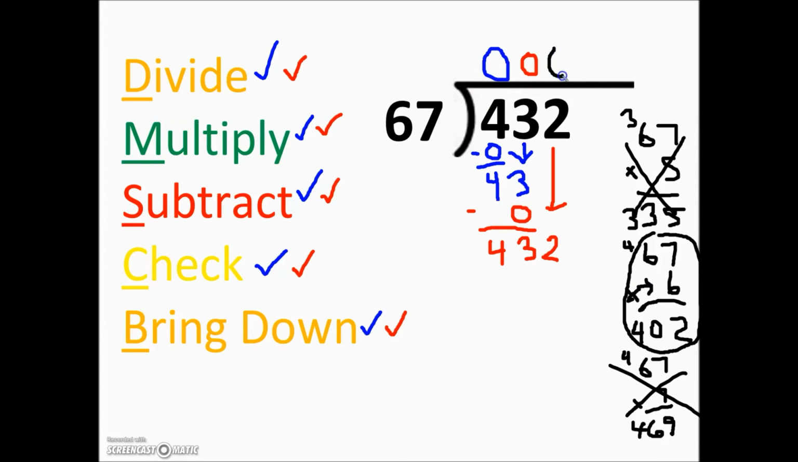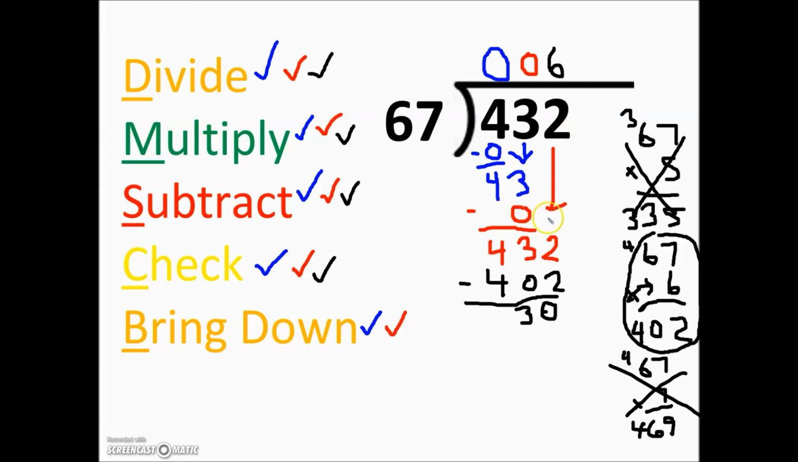Okay, so I put my 6 up here. That's my divide step. My multiply step is, remember, the thing I just wrote down times my divisor, 6 times 67, and I just did that over here, so my product is right here, 402, and I put the 402 below the 432, and then I subtract them. 2 minus 2 is 0, 3 minus 0 is 3, so I subtract, and I check, is 30 less than 67? Yes, it is.